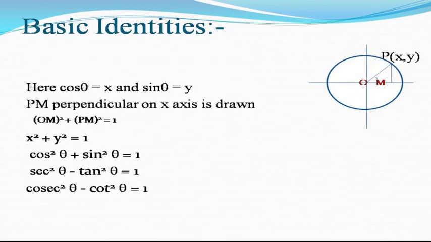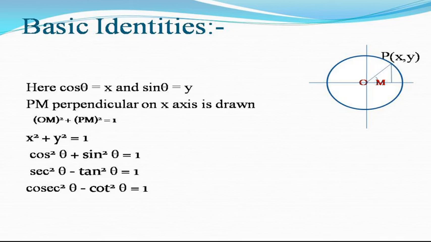Next one is our basic identities. You have already got it in your HSLC course that in trigonometry there are 3 basic identities. That is cos square theta plus sin square theta equal to 1, sec square theta minus tan square theta equal to 1 and cosec square theta minus cot square theta equal to 1.